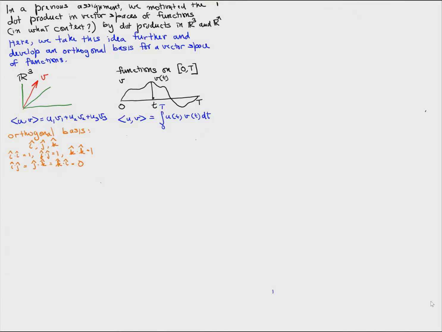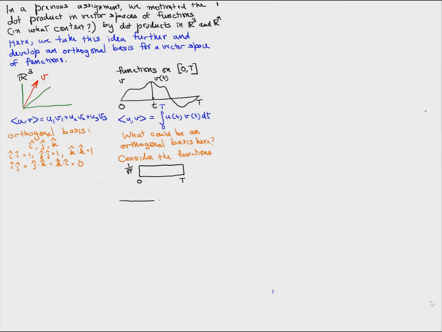An orthogonal basis in three-dimensional space is i, j, k. So if we dot them with each other, we get 0. If we dot them with themselves, we get 1. So what could be such an orthogonal basis for the function space?